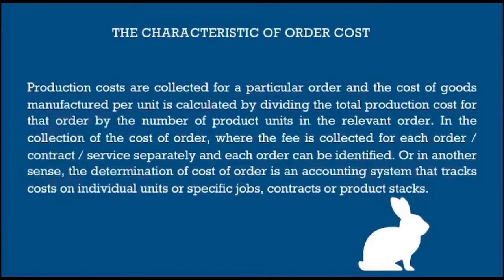There are characteristics of order costs. Production costs are collected for a particular order, and the cost of goods manufactured for a unit is calculated by dividing the total production cost for that order by the number of product units in the relevant order. In the collection of order costs, the cost is collected for each order, contract, or service, and each order can be identified. In another sense, job order costing is an accounting system that tracks costs on individual units or specific jobs, contracts, or product batches.